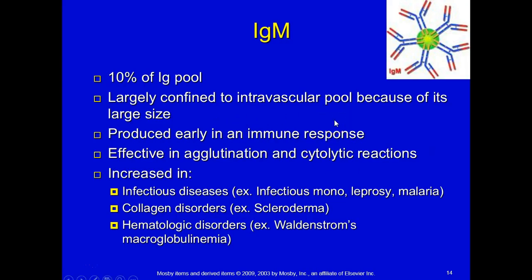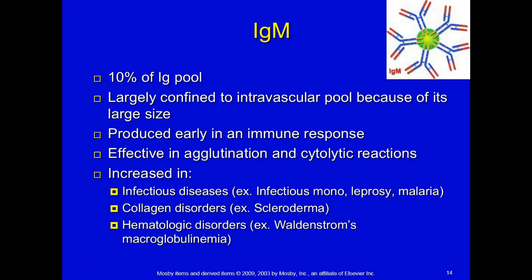Next one is IgM. This one is huge, okay? It's called a pentamer. There's 5 immunoglobulins connected together. It's 10% of the immunoglobulin pool. It's largely confined to the intravascular space because of how big it is. He has a hard time moving out to extra tissues and stuff.